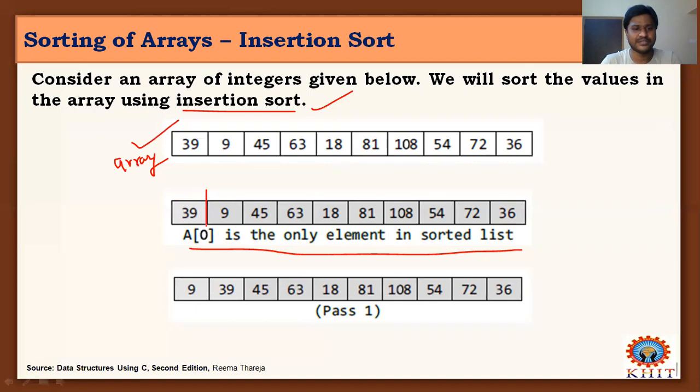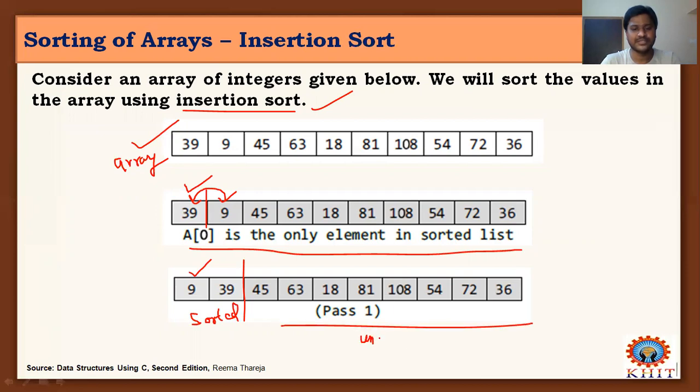So this is the first element, and we consider that this one is a sorted one, and we will take one by one element into this sorted part of the array and compare. When we compare this element with 39, 9 is smaller, so bring that 9 into the first position, and 39 will swap with 9. So up to this one is sorted now, and the remaining part is unsorted.